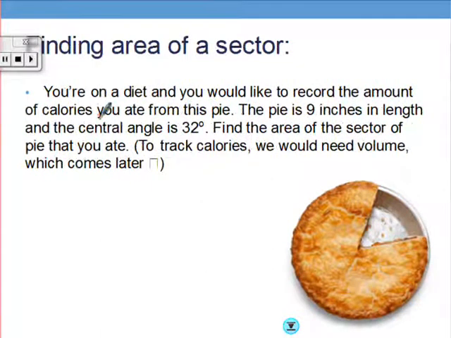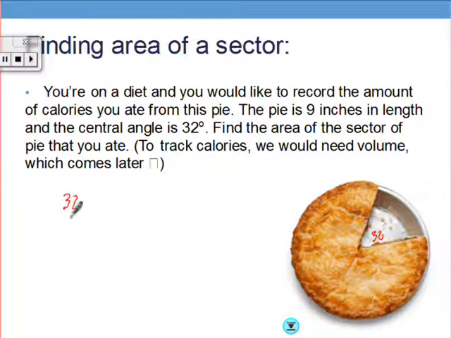So, finding the area of a sector. You're on a diet and you'd like to record the amount of calories you ate from this pie. The pie is 9 inches in length and the central angle is 32. Find the area of the sector of the pie that you ate. And to track calories, we need volume, okay? So this is 32, and we want the area of this right here. Now, I know I just showed you the formula, and some of you guys love formulas, and that's fine. But what we did previously for arc length works also. So what I'm going to do is part over whole equals part over whole.